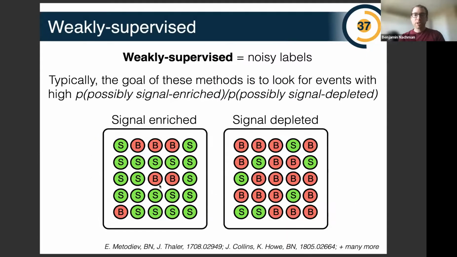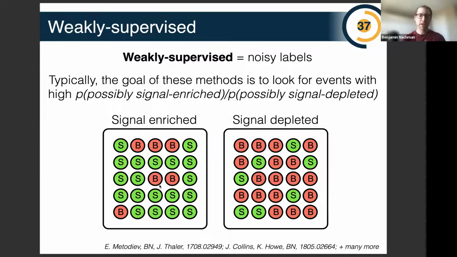Okay, then there's weakly supervised. So weakly supervised here, I'm going to mean noisy labels. So every example has a label, but the label is noisy. And the goal of these methods is typically to look for events with a high likelihood ratio. And so the idea is that you have two samples, a reference and a target, and the target will be signal enriched and the reference will be signal depleted. And so it's like the picture that's shown here.